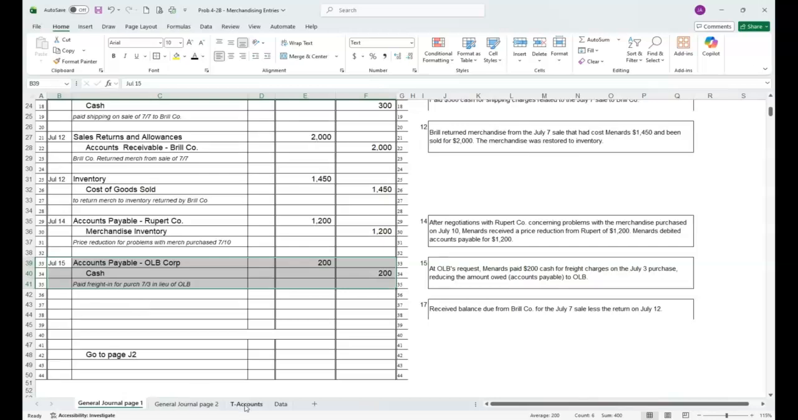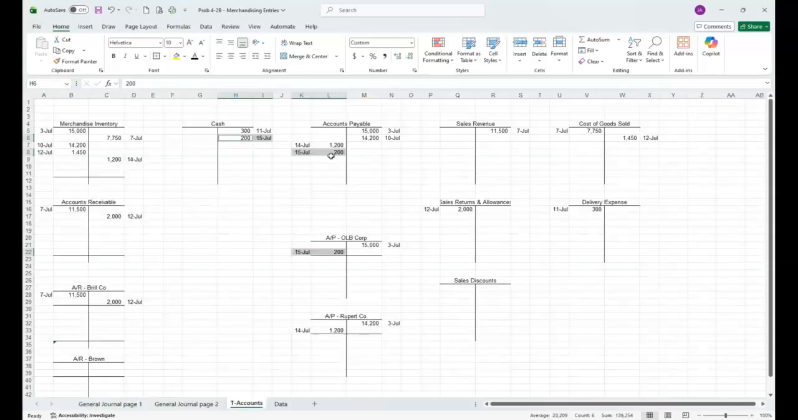So we're going to debit accounts payable OLB Corp and credit cash in this case. So let's look at the T accounts. We're debiting accounts payable, mirroring that in the OLB subsidiary ledger, crediting cash on the 15th.